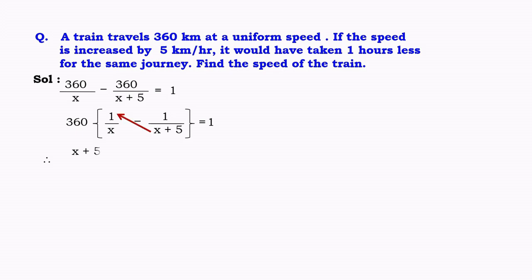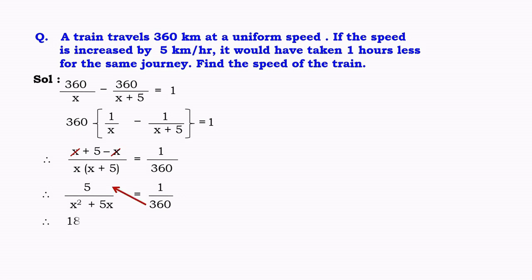Next, subtract the two fractions inside the brackets. The numerator becomes x plus 5 minus x, which simplifies to 5. The denominator is x multiplied by x plus 5. So, we get 360 multiplied by 5 divided by x into x plus 5 is equal to 1. Since 360 multiplied by 5 is 1800, the equation becomes 1800 divided by x squared plus 5x is equal to 1.